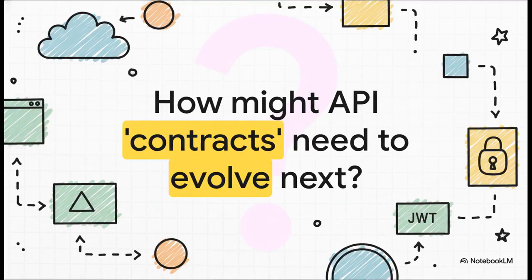We've mapped out the state of things today, but that leaves us with one final thought to put on your own personal roadmap. As our software becomes even more distributed, with more and more pieces talking to each other, how do you think these API contracts will need to change and evolve?